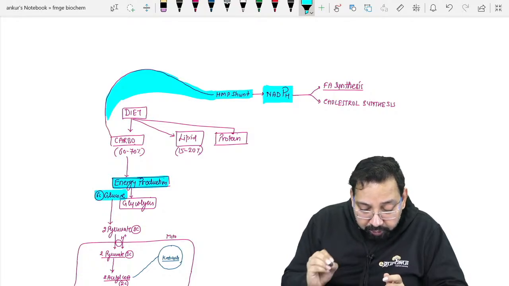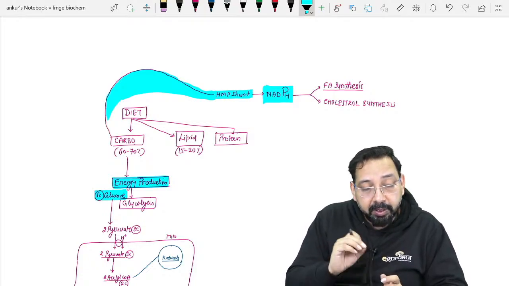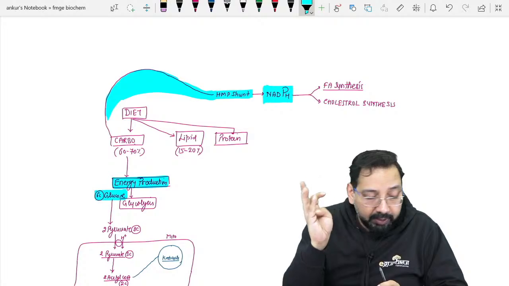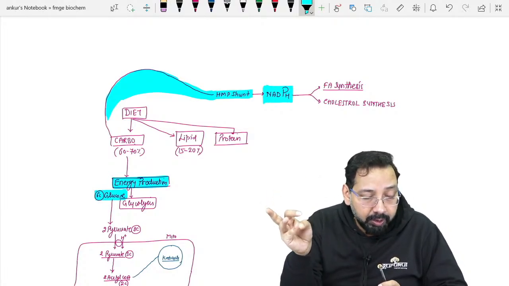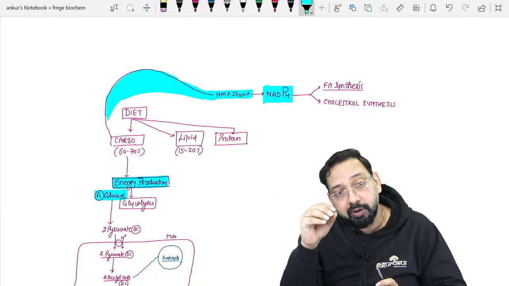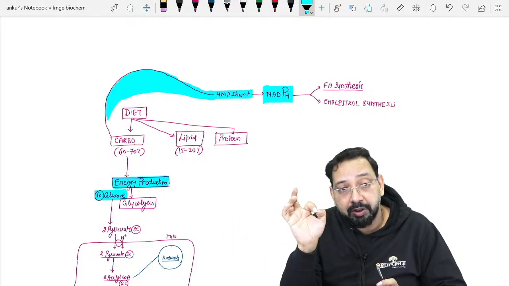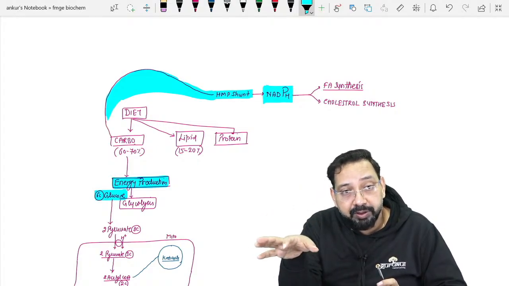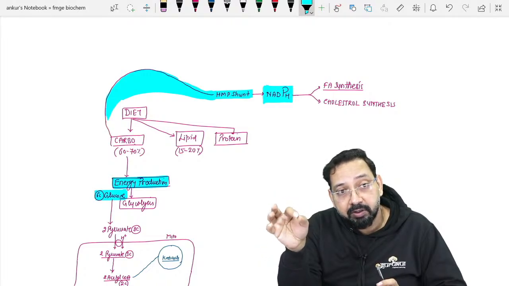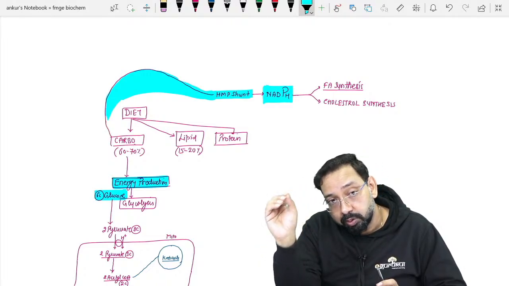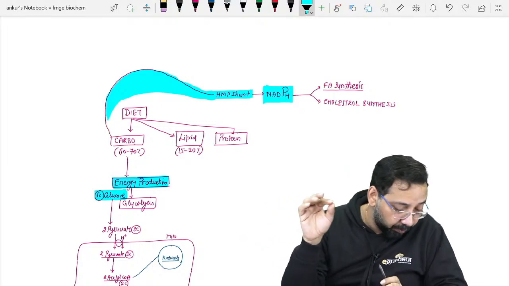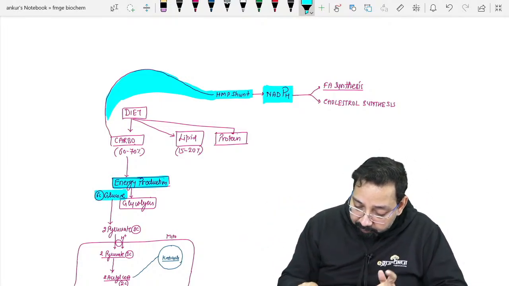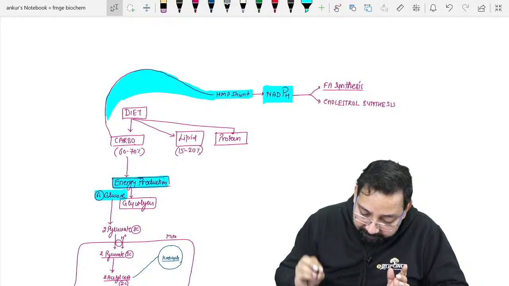This is made by the HMP shunt, hump shunt. This NADPH has multiple functions. It helps in fatty acid synthesis, cholesterol synthesis, steroid hormone synthesis. It converts oxidized glutathione to reduced glutathione, which means reduction. It destroys oxidative reagents, and in macrophages it destroys toxic stimuli also. For the time being, remember cholesterol synthesis and fatty acid synthesis.